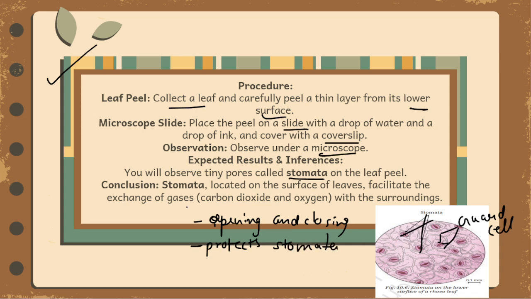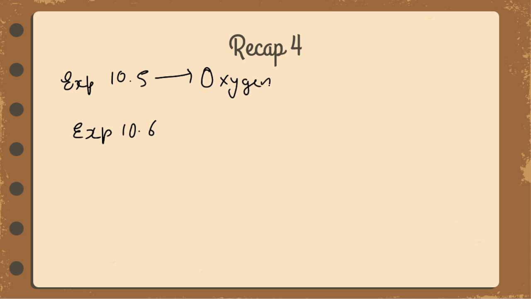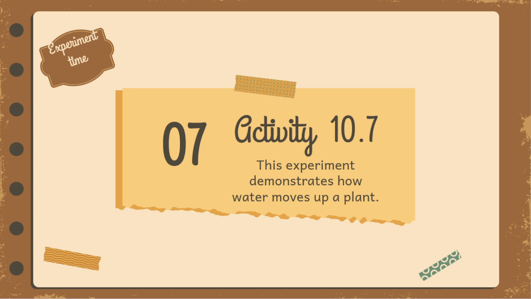Now let's recap what we have done. We have covered two experiments here, experiment 10.5 and experiment 10.6. In experiment 10.5, the conclusion is that oxygen is released during the process of photosynthesis. And in experiment 10.6, we learned about stomata, tiny pores present on leaves which help in gaseous exchange. Now activity 10.7.